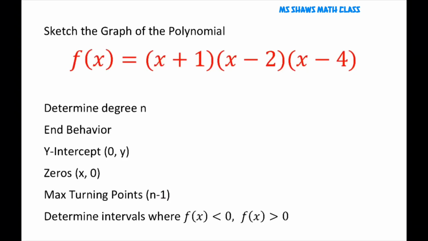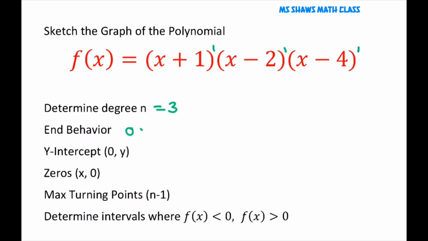Everyone, we're going to sketch the graph of this polynomial f of x. First thing we're going to do is find the degree. Since this is not in standard form, I'm just going to write my multiplicities here. 1 plus 1 plus 1 is 3, so the degree is 3. If you condense this polynomial, you would have x cubed here.